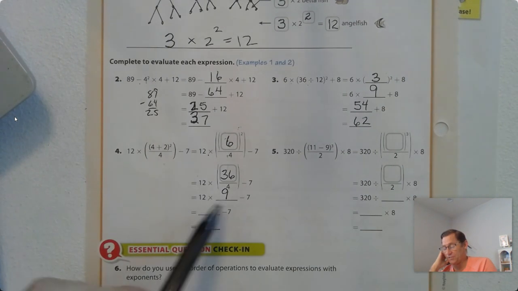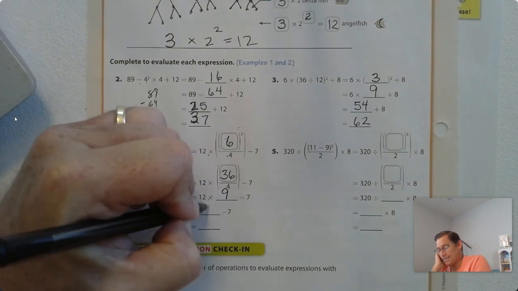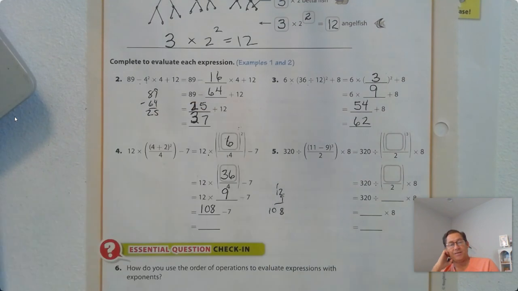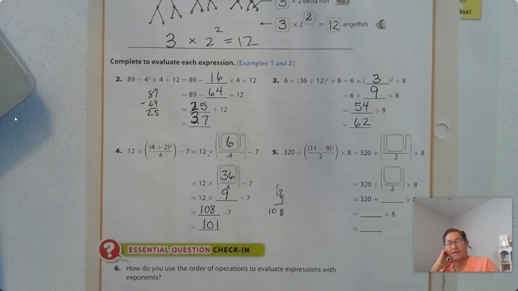Now we have multiplication and subtraction. Do the multiplication, we get 108. 12 times 9 is 108. 108 minus 7, we get 101.